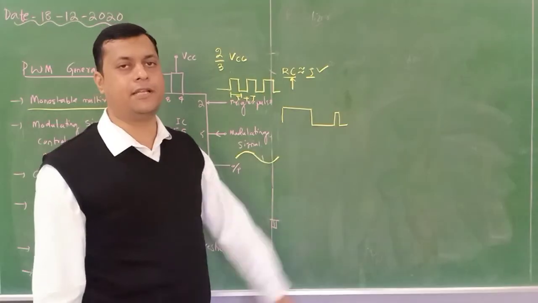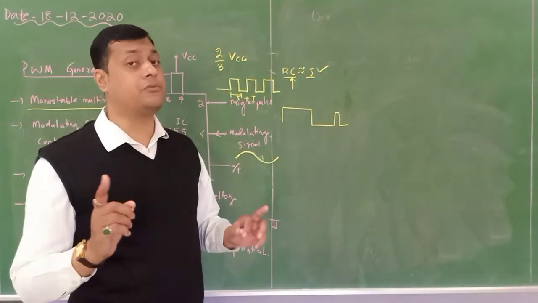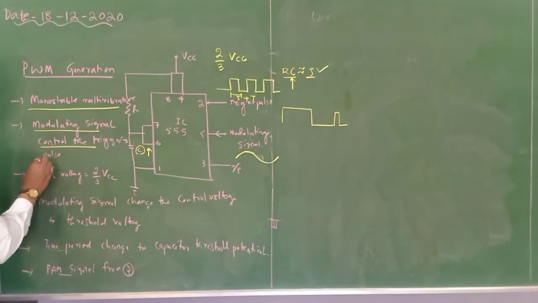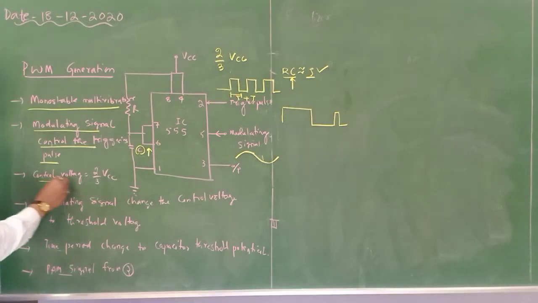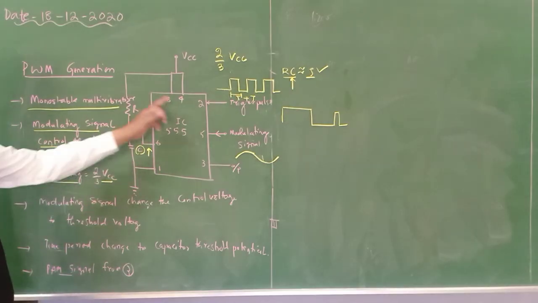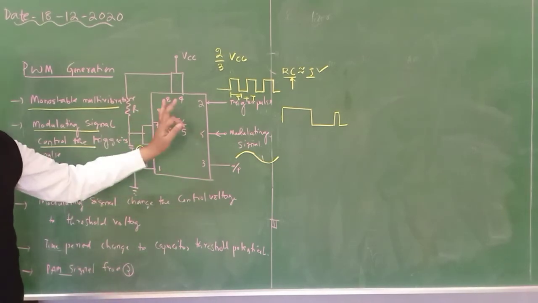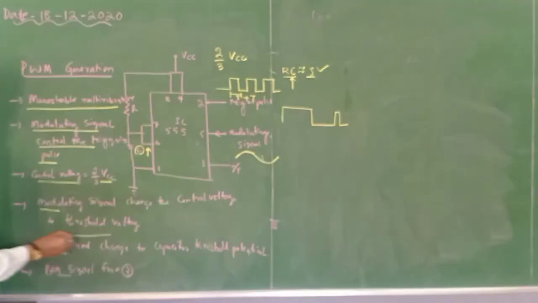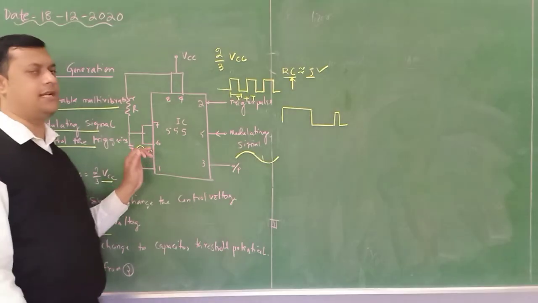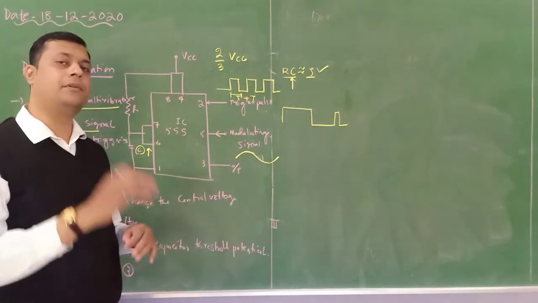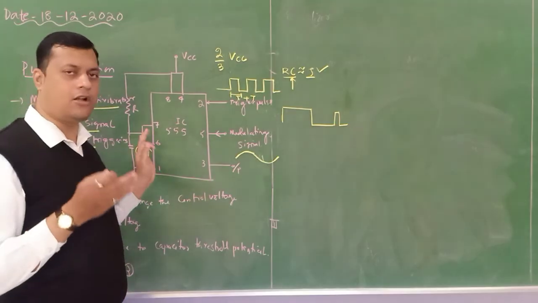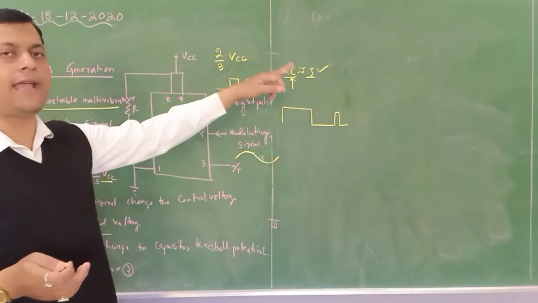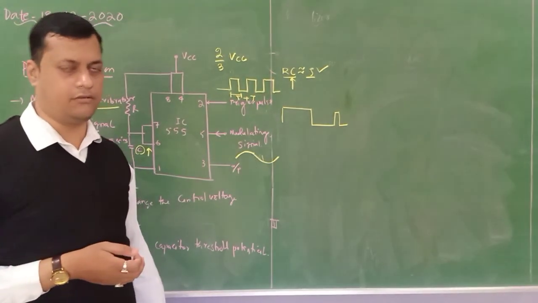So if I am changing the width of the pulse, then it becomes pulse width modulation. Here two points are there. The modulating signal controls the triggering pulse. Yes, it is controlling. The control voltage is about 2/3 of VCC. This is internally controlled; internally the threshold potential is this. Third, the modulating signal changes the control voltage to the threshold voltage. Yes, because some potential drop is there. It will increase beyond 2/3 of VCC. The potential drop will be in the capacitance, due to which the capacity value increases, the RC component increases, the time period increases, and the width of the pulse is going to increase.